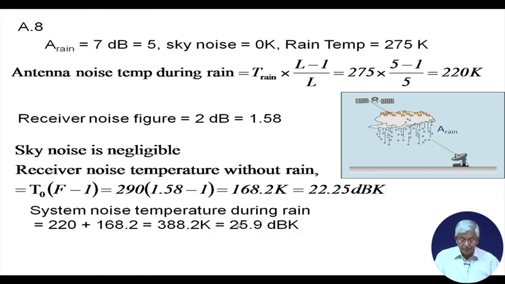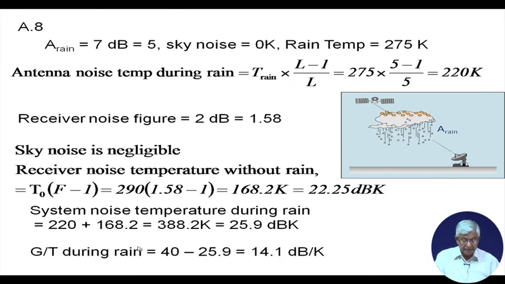So, the system noise temperature during rain is the input noise, the antenna noise temperature during rain, plus the receiver noise temperature. Add them together and you get 25.9 dBK. So, this is the system noise temperature during rain. So, what will be the G by T during rain? G is already given as 40 and this value is 25.9, you subtract. So, G by T during rain is 14.1 dB per Kelvin.